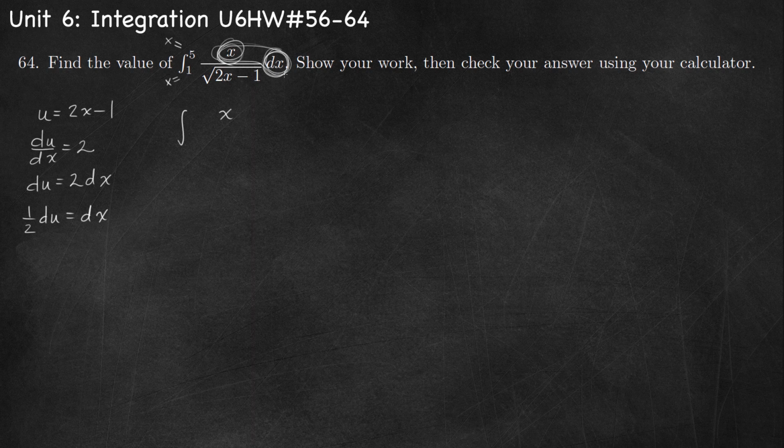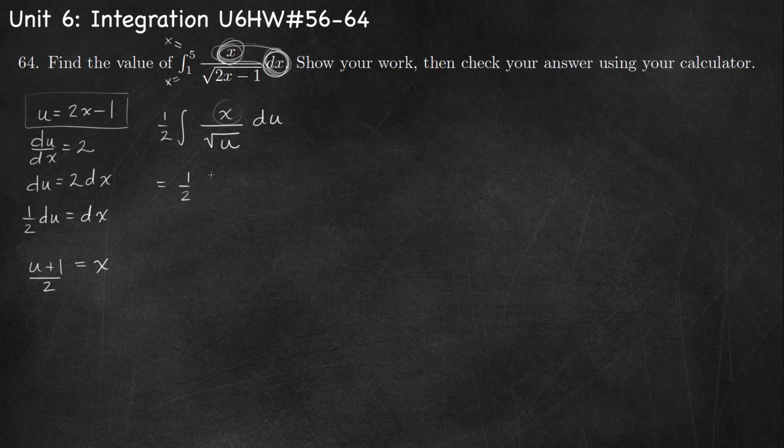I have something that I can replace dx with. That's the 1/2 du. The x is still there. And then square root of u, since u is 2x minus 1. We need to get rid of this x here somehow. So let's go back to our equation for u and solve it for x. If I add 1 to both sides, I get u plus 1 equals 2x. And then dividing by 2, I get that x equals u plus 1 over 2.